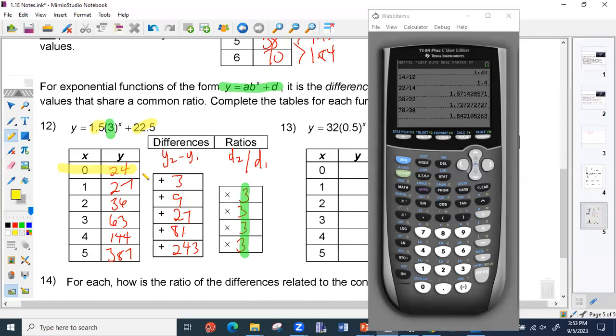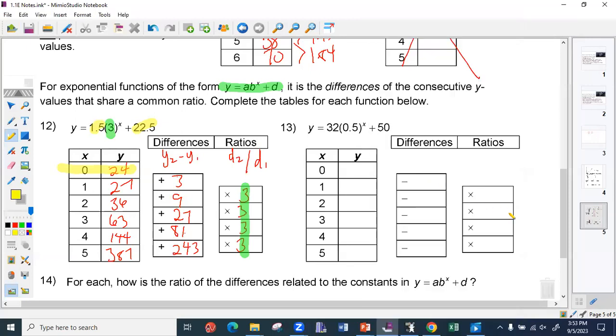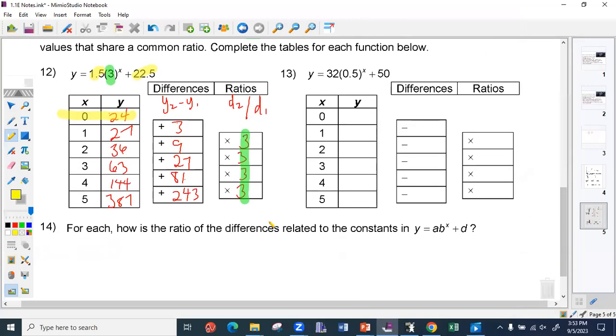Your turn. You're going to do 13. And then in your own words, you're going to summarize what we said the connection is between each letter from the table.